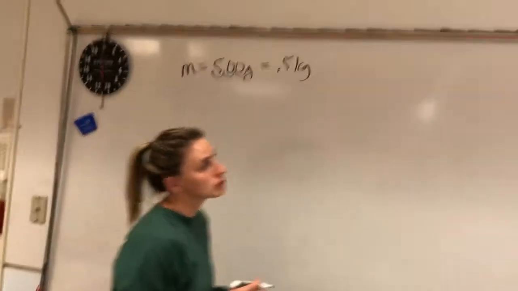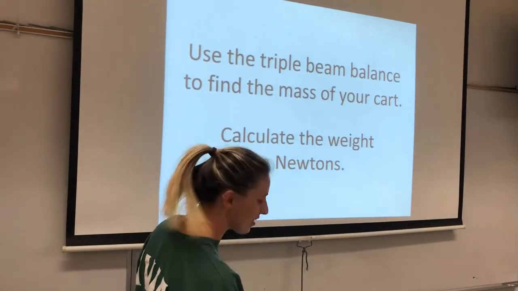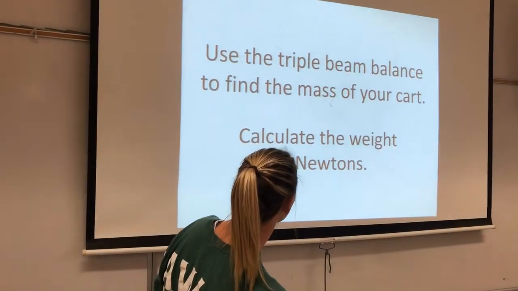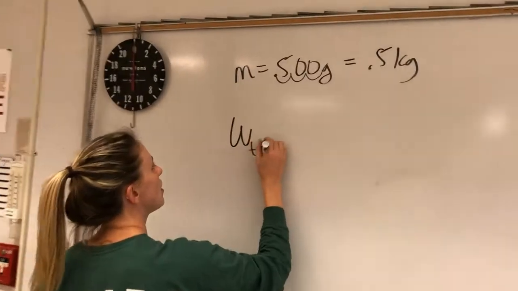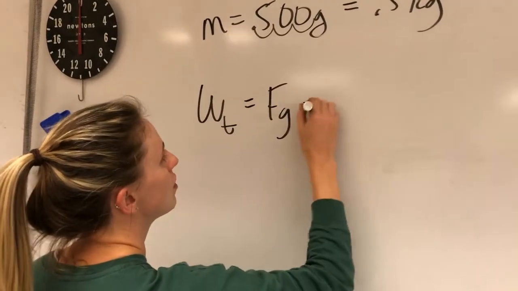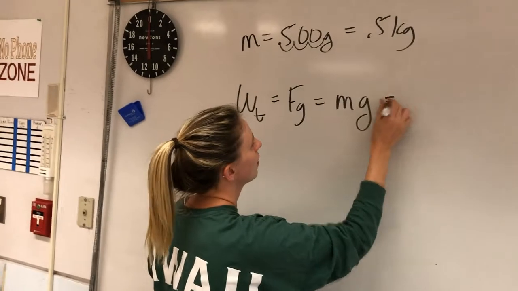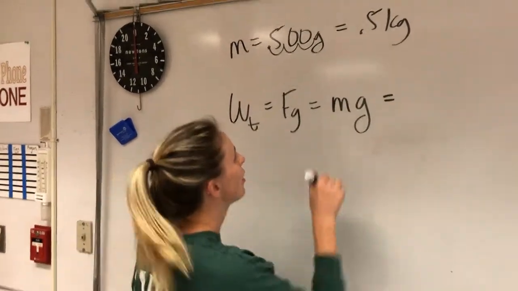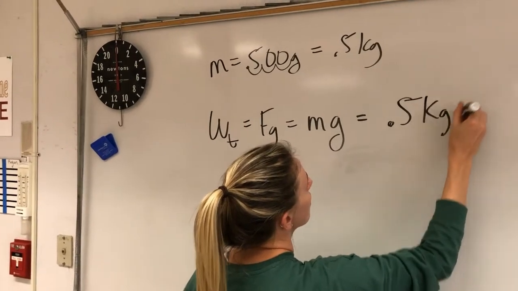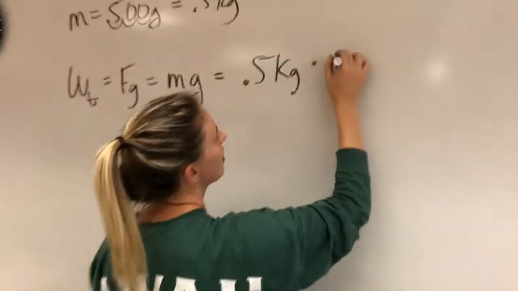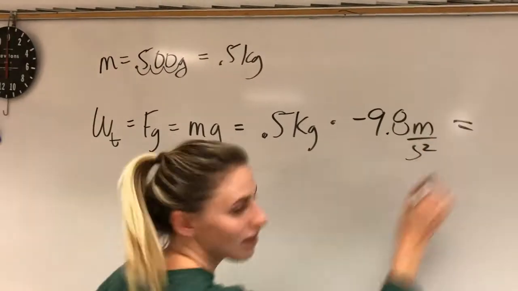Okay, we use the triple beam balance to find the mass of your cart, then calculate the weight in newtons. We said that weight equals the force of gravity, which equals mass times the acceleration due to gravity. That looks like Newton's second law to me. It is. Our mass is 0.5 kilograms times our acceleration due to gravity, negative 9.8 meters per second squared. Let's do it.